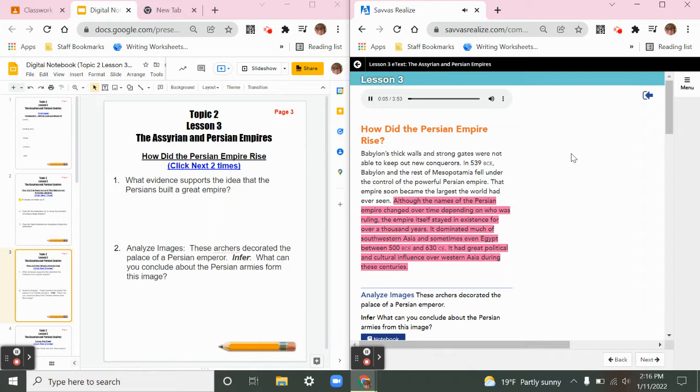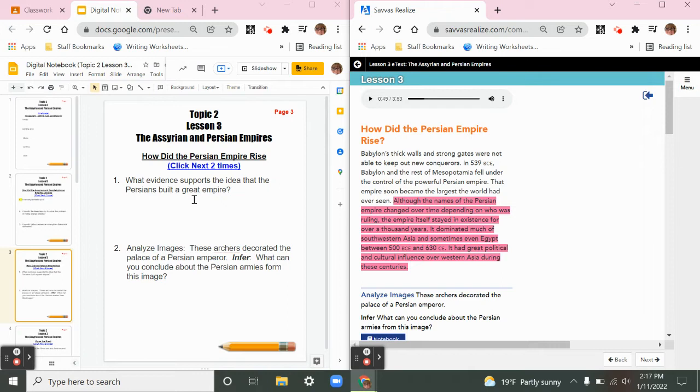Babylon's thick walls and strong gates were not able to keep out new conquerors. In 539 BCE, Babylon and the rest of Mesopotamia fell under the control of the powerful Persian Empire. That empire soon became the largest the world had ever seen. Although the names of the Persian Empire changed over time depending on who was ruling, the empire itself stayed in existence for over 1,000 years. It dominated much of southwestern Asia and sometimes even Egypt between 500 BCE and 630 CE. It had great political and cultural influence over Western Asia during these centuries.